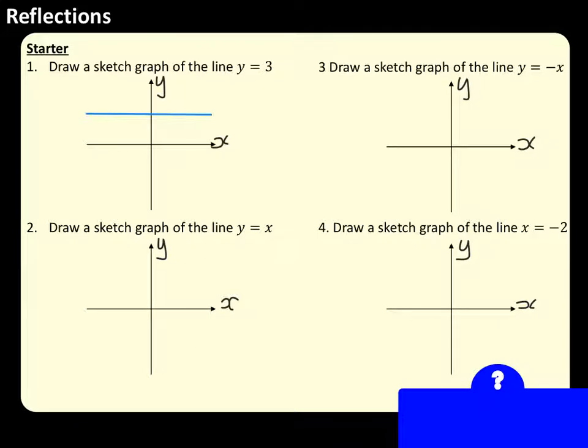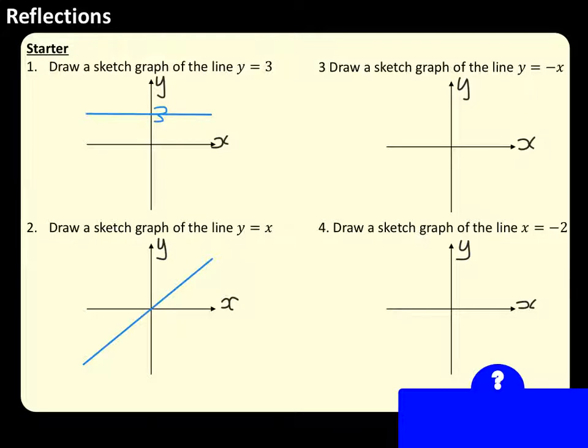Right, so the first one is the line y equals 3. So that means it's got to go horizontally through the y-axis, crossing at the number 3. Number 2 here is the line y equals x. So that's when every y coordinate equals the x coordinate. So for example, if x is 1, y is 1. If x is 2, y is 2. If x is 3, y is 3. And if x is 0, y is 0. So it forms this long diagonal line, like so.